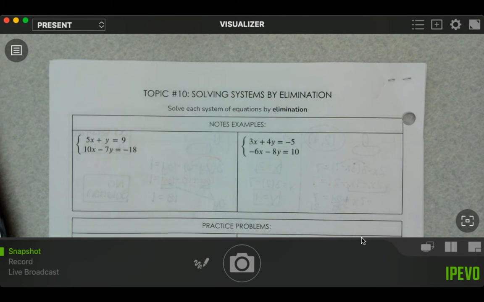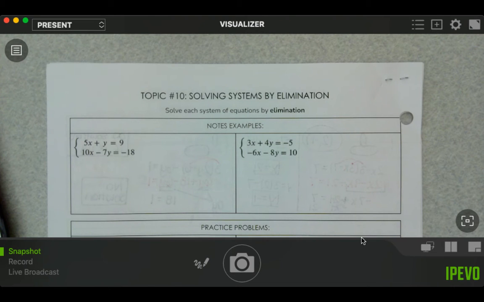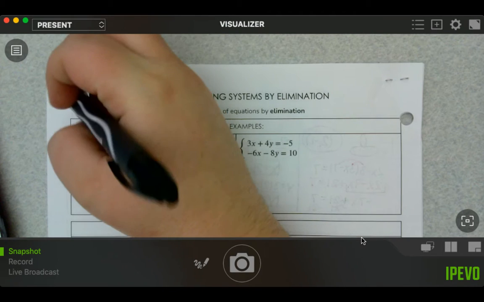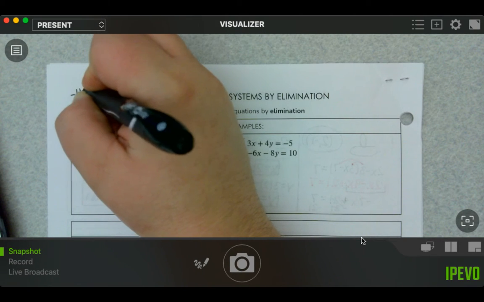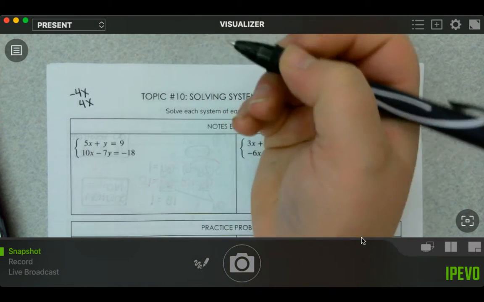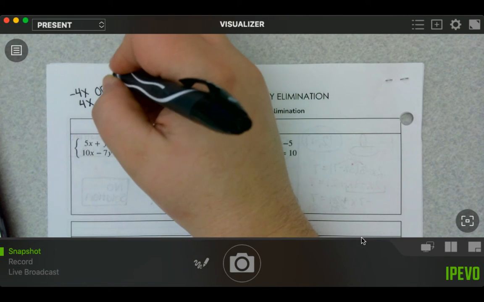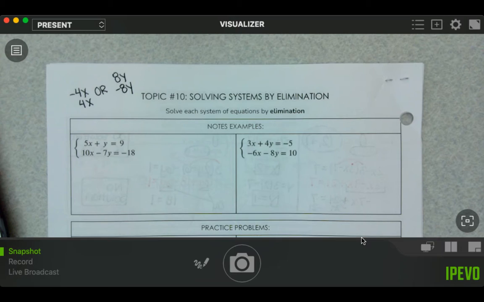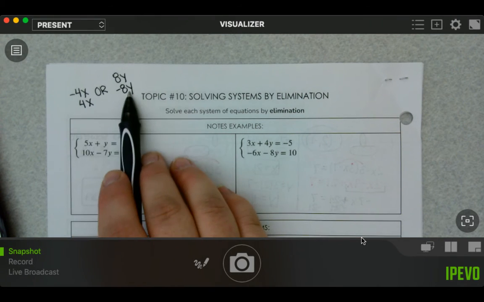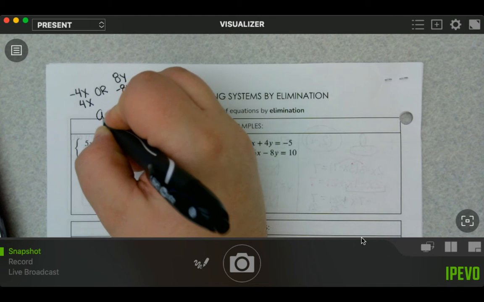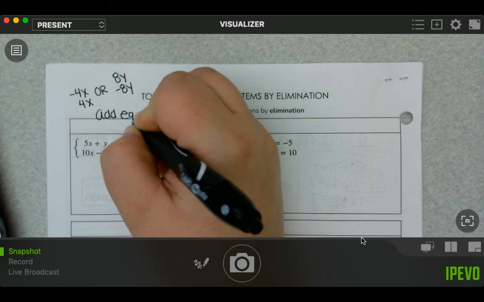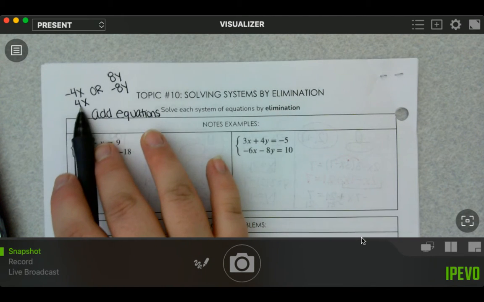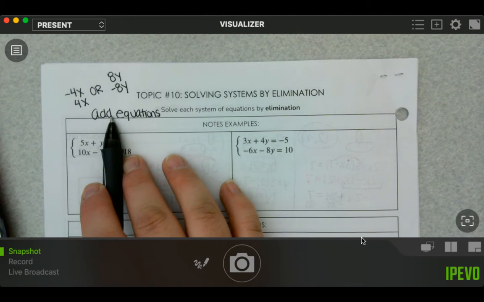Last time we did substitution, now we're doing elimination. So elimination is where you want one of the variables to eliminate, and you need it to have numbers like negative 4x and 4x out front. Okay, or it could be the y's. You could have something like 8y and negative 8y. So you want this to be your setup. Then what you're going to do is add the equations together. But you can't do that until you have this set up, because otherwise this won't help.